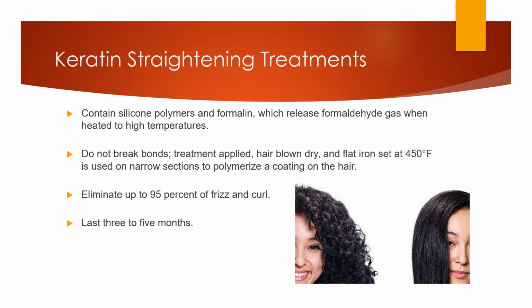Once the treatment is applied, the hair is blow dried and a flat iron set at 450 degrees Fahrenheit is used on narrow sections one by one to polymerize a coating on the hair. Each section is flat ironed several times, and the procedure takes about 2 hours or more for longer and very dense hair.